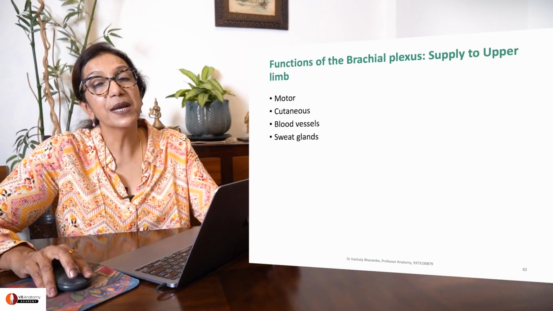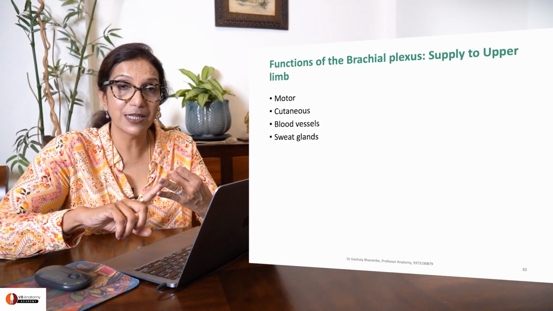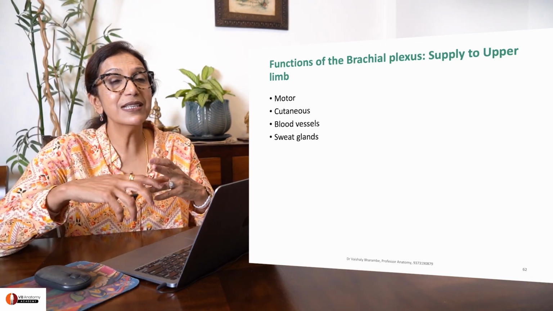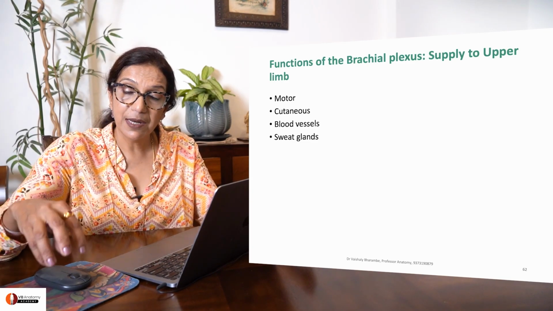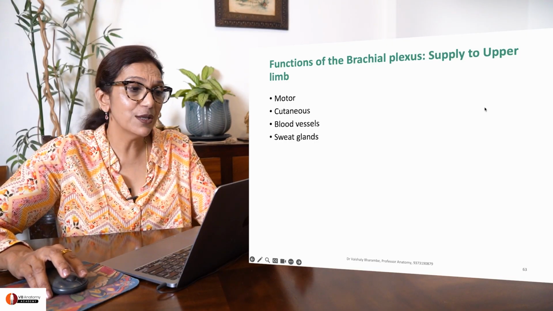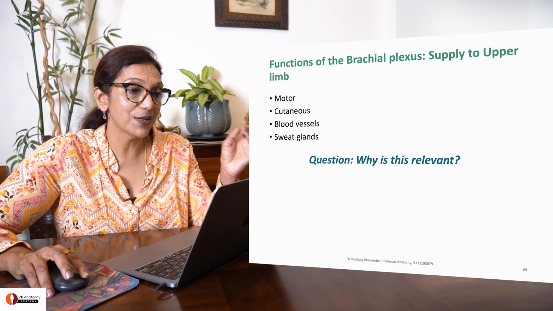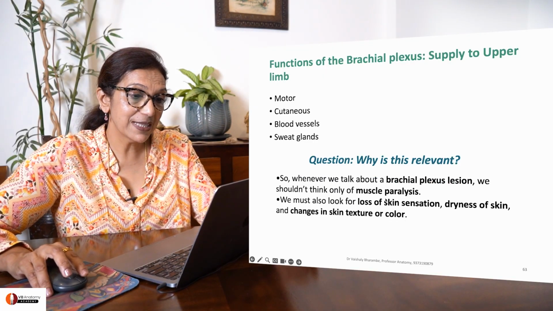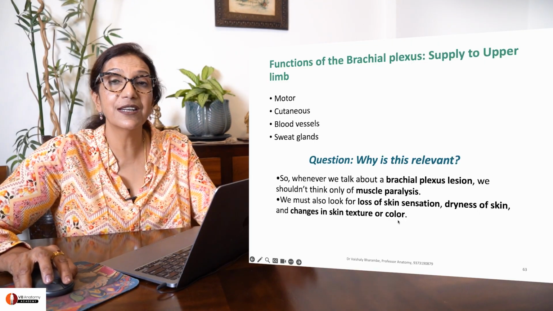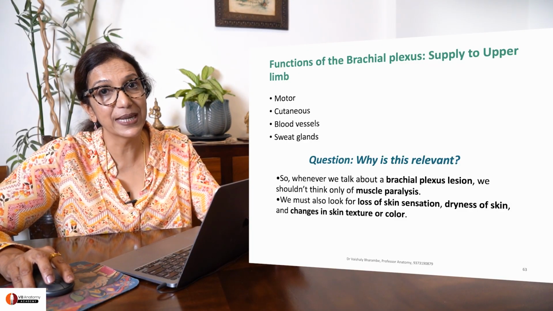What are the functions of brachial plexus? Does it only supply muscles? No, you saw that there were cutaneous nerves also. It also supplies blood vessels and sweat glands. So when you're describing a brachial plexus lesion, remember to also describe the skin changes, the dryness of skin, and so on. Otherwise, you will be under describing the effects of nerve damage. Muscle paralysis, loss of skin sensation, dryness of skin, changes in skin texture. All that is because it also supplies blood vessels and sweat glands.